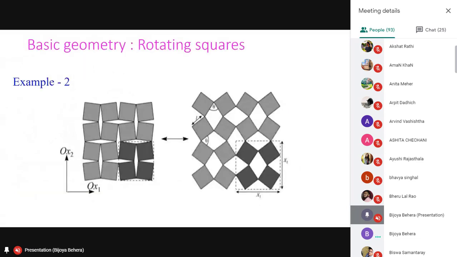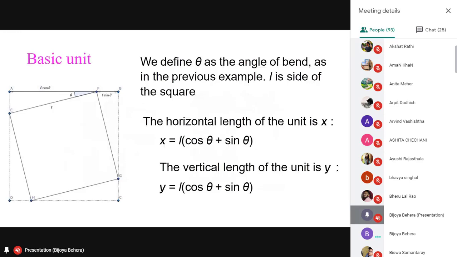This is another example. It's called rotating square. When I convert this geometry into a line diagram, it looks like this. This is the unit cell of this rotating square geometry. In this unit cell, you can see the dimensions of horizontal and vertical length. The horizontal length is denoted by x. You can express this x in terms of the angle of bend. x is equal to L upon cos theta plus sin theta. The vertical length y is equal to L upon cos theta plus sin theta.